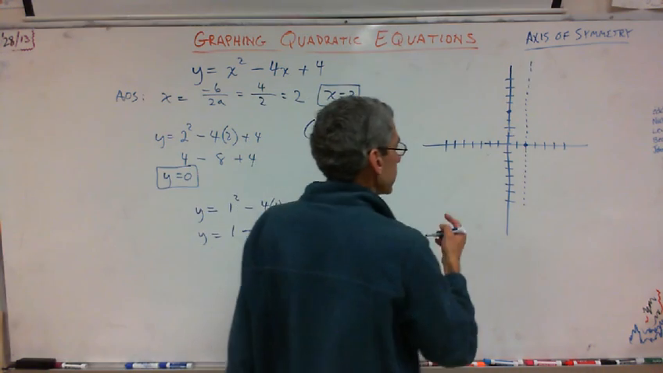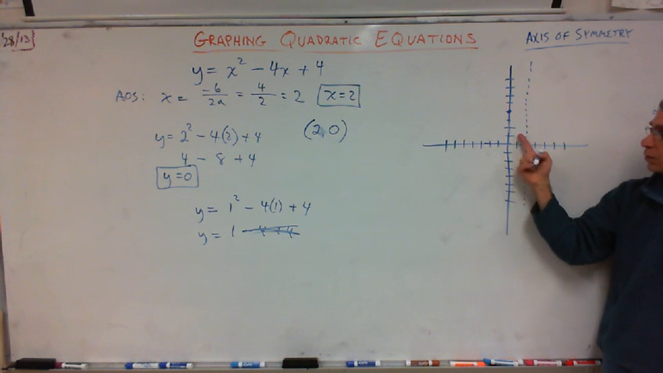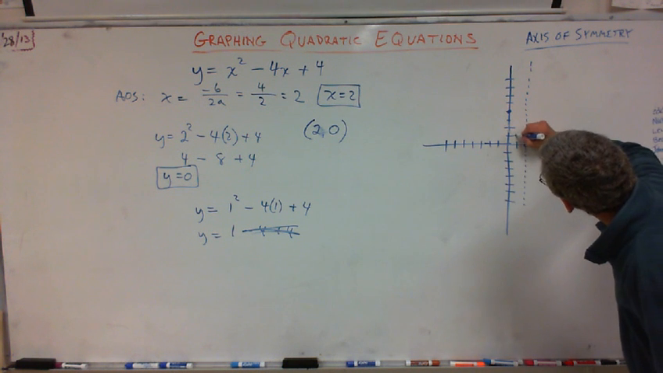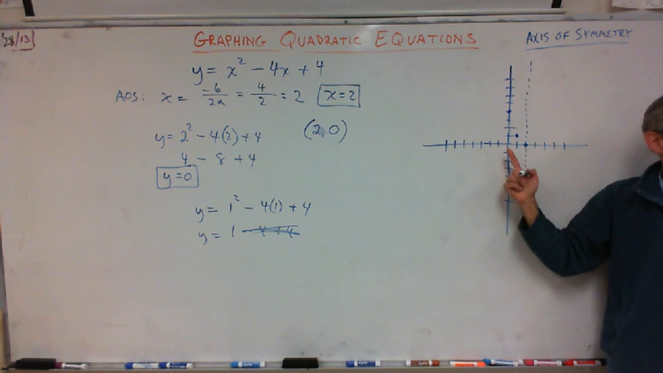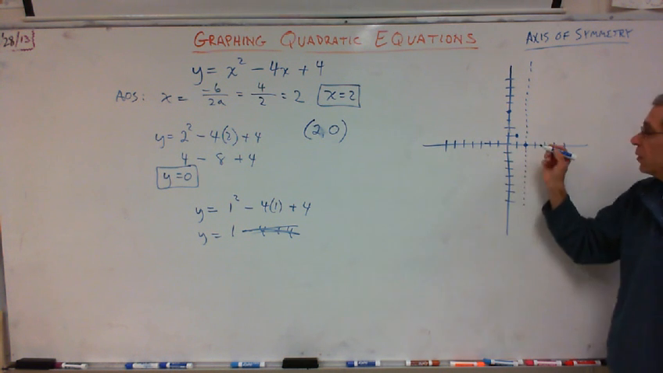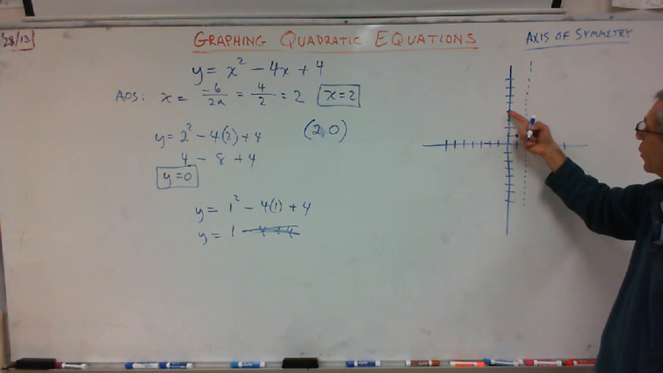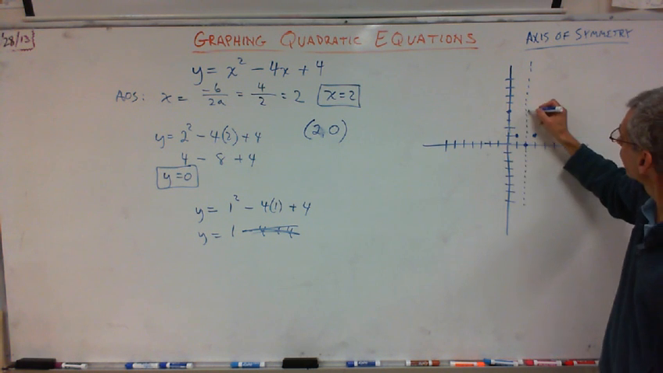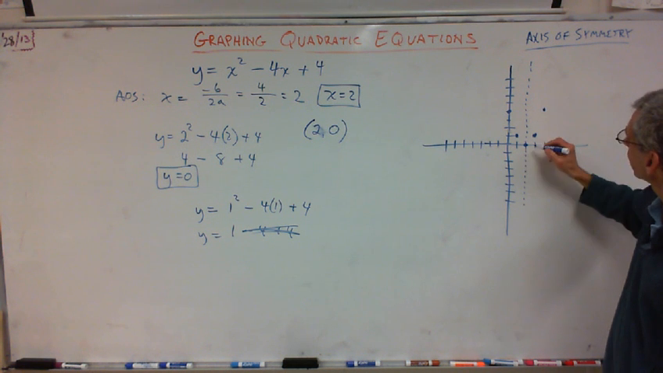Oh, that's great. So I know that this is a point on the graph. When x is 1, y is 1. So I could put a dot right there. And I can use my symmetry to go over and put a dot over here. I'm going to go over 2, and go over 2 more and put a dot right here. And I'm ready to graph it.